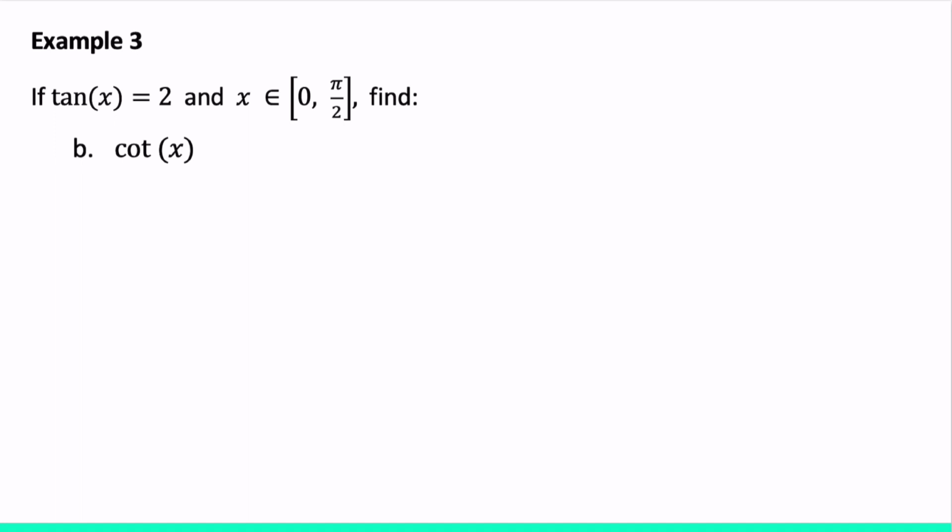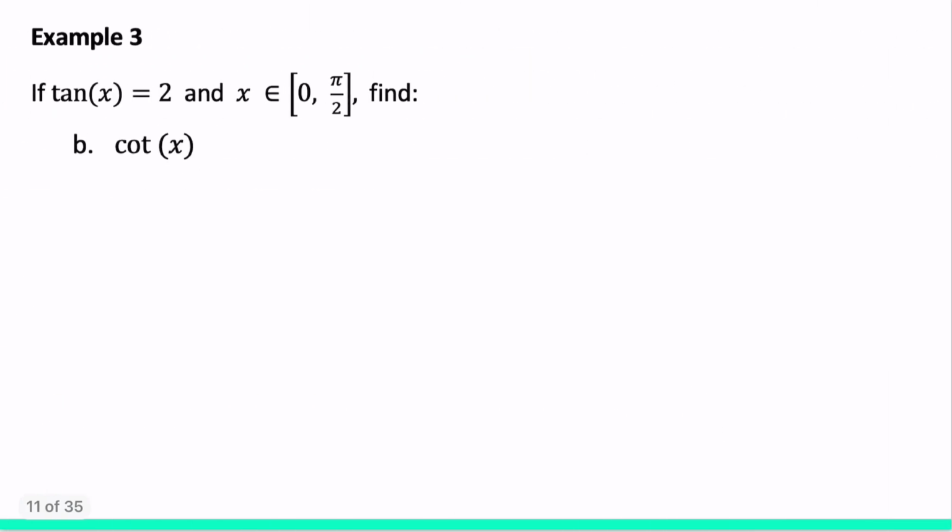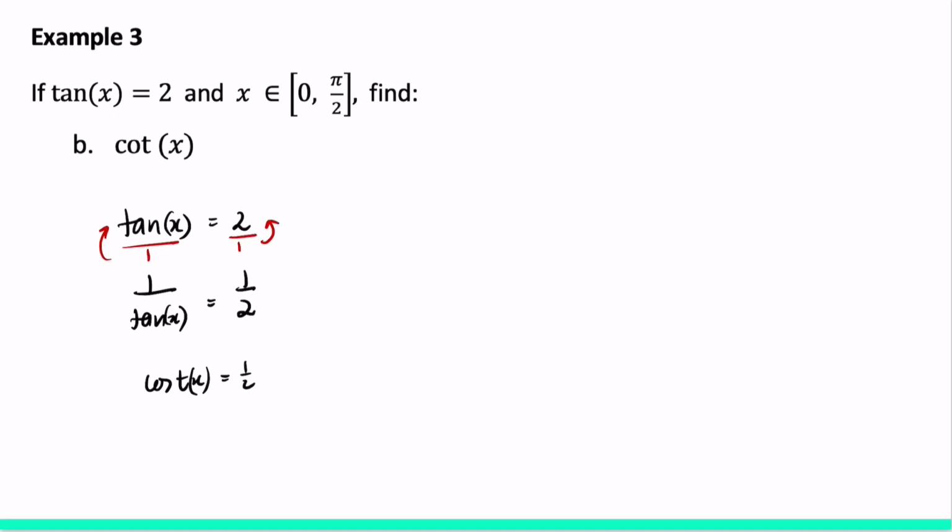Part B, if tan x equals 2 and x is between 0 and pi on 2, find cot x. So this time what we need to do is consider the relationship between tan and cot. There is no identity in this particular list, but hopefully you can see that the relationship between tan and cot is just that of a reciprocal. So if tan x equals 2, then 1 on tan x, just flip both sides, will equal a half, and we know that 1 on tan x is cot x. Just to make my x's clearer. So remember, you can just flip both sides there. Okay, so that is example 3.